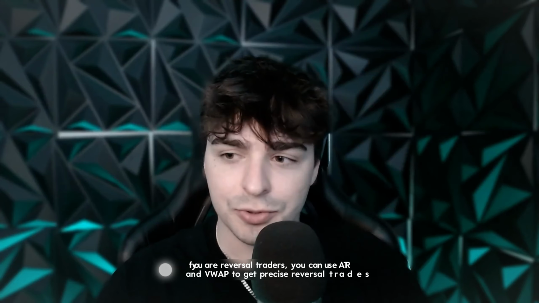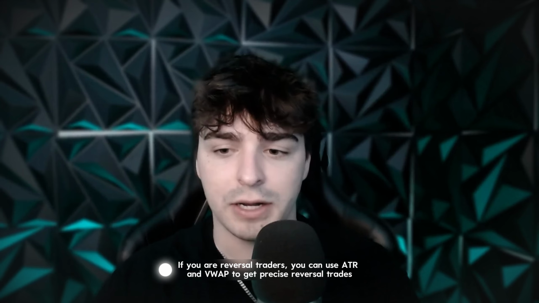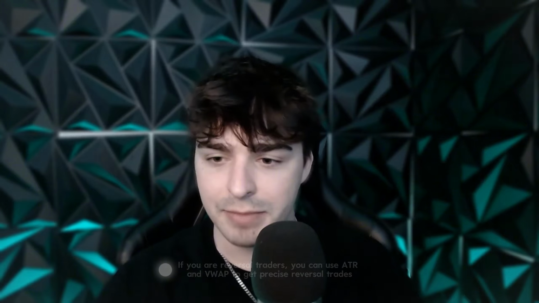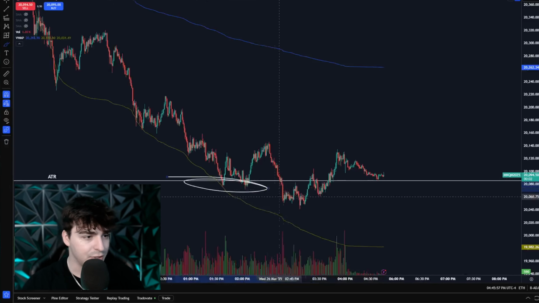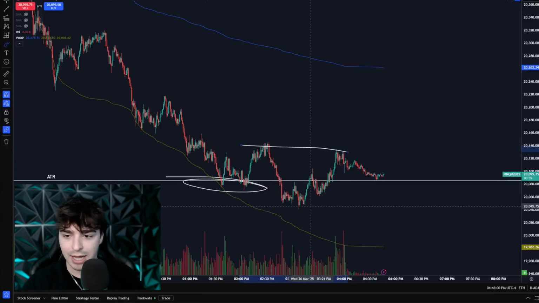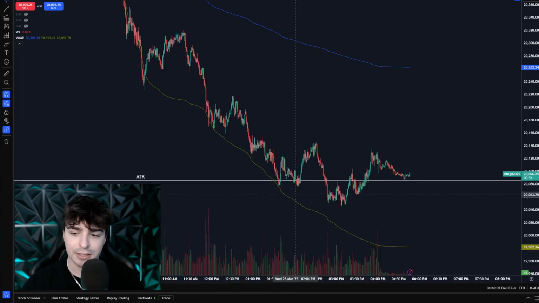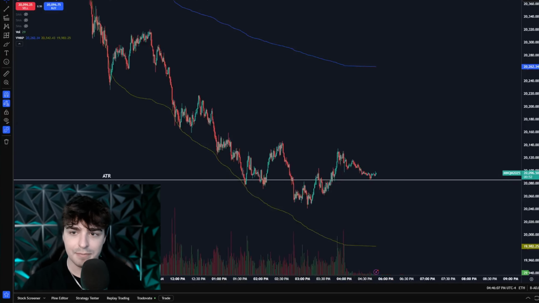If you're a reversal trader, you can use ATR and VWAP to get precise reversal trades, okay? Maybe you don't just buy at the second standard deviation. Maybe you wait for a new high and then you buy and you target the ATR. Either way, any buy trades below this level here has a massive risk to reward and a higher probability of working out. So let's take a look at some more reversal trades, because we've seen a lot of trend following trades, but let's just take a look at, again, let's say yesterday's price action, okay? Or 2 days ago, I'm not sure.